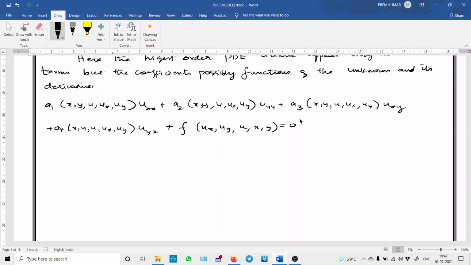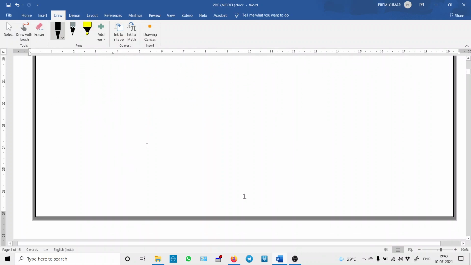If the partial differential equation is of this type, we call it a quasi-linear partial differential equation. The highest order derivatives appear in linear terms, but the coefficients depend on the unknown function and its lower order derivatives, that is ux and uy. If this is the case, then we say that the PDE is a quasi-linear PDE.